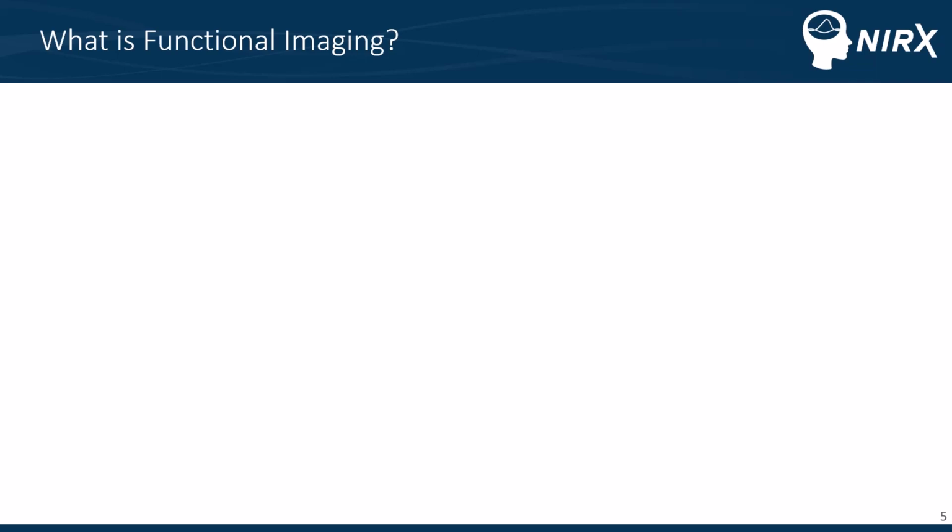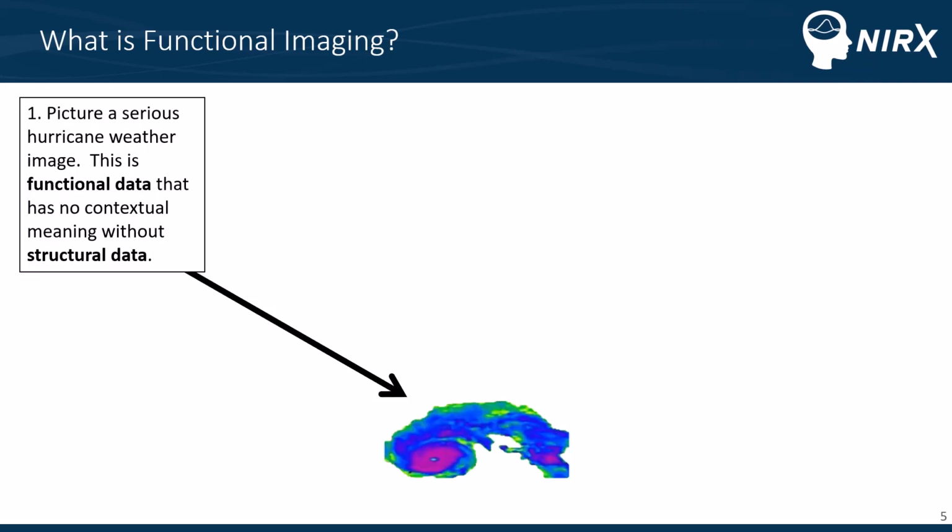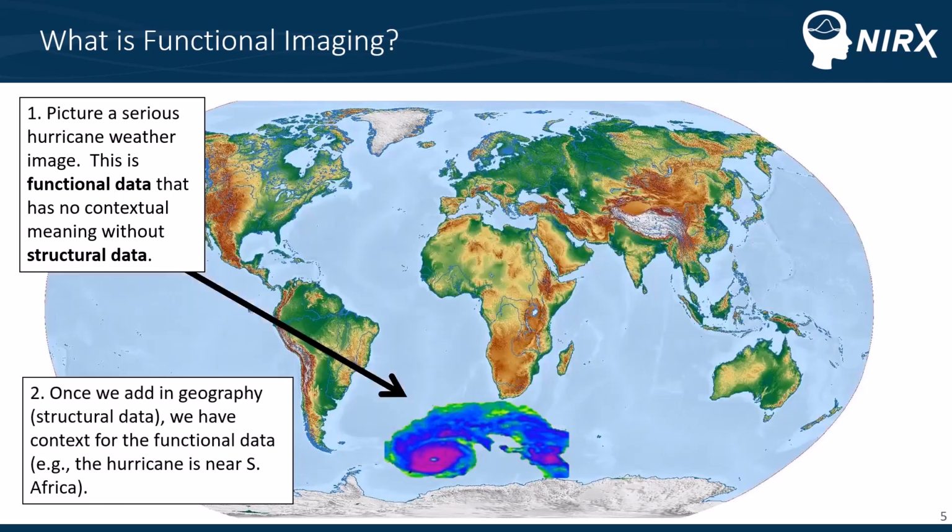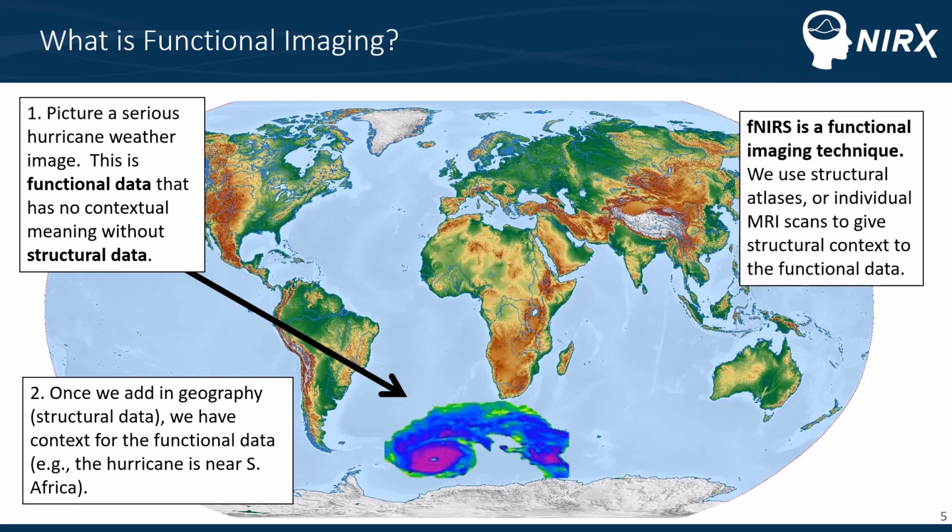So what is functional imaging? Here's an analogy for you. So here we've got a storm system. This is functional activation, but without a map showing us where this activation is happening, it's not that meaningful to us. But when you add geography, in this case, that being the structural information, you get more of a sense of where this functional activation is. So that's what we're looking to do with fNIRS. We see functional activation and we use our structural information to make sense of that.